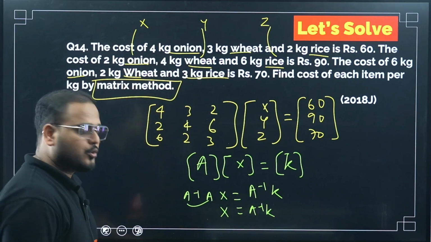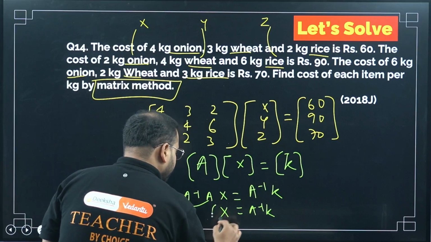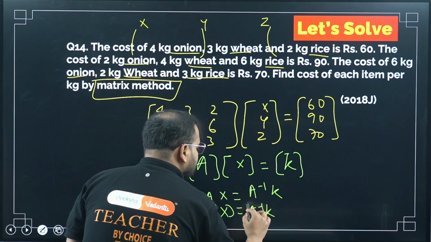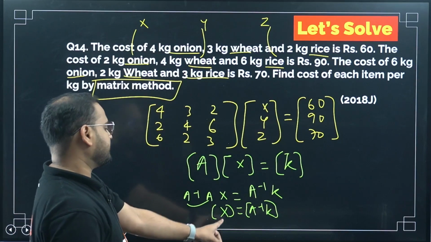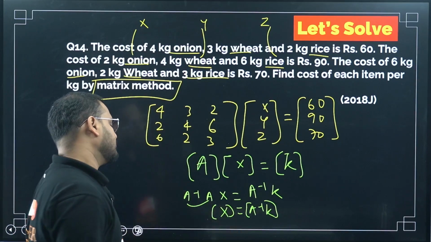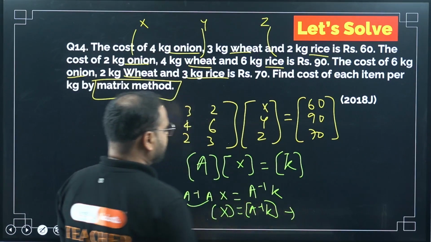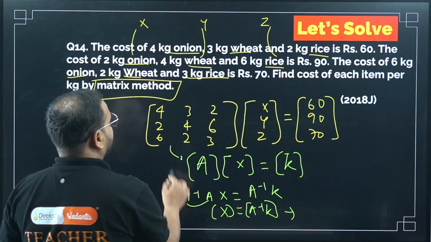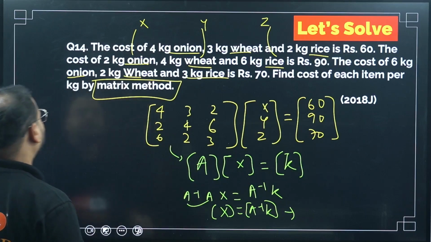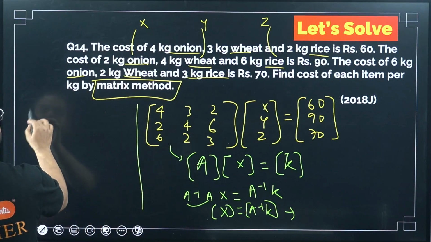So basically, to solve for matrix X, you have to find this answer, A inverse of K. So first you have to find A inverse. How will I find the A inverse? First check whether this matrix A is non-singular or not. So let's check for A inverse first.